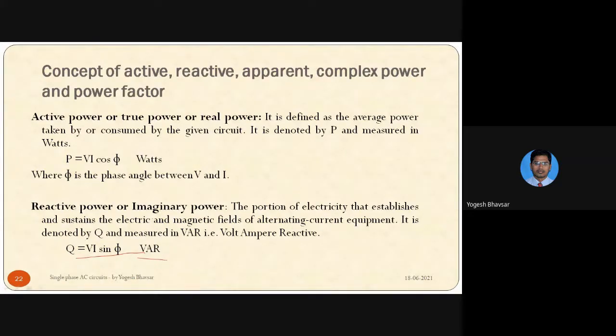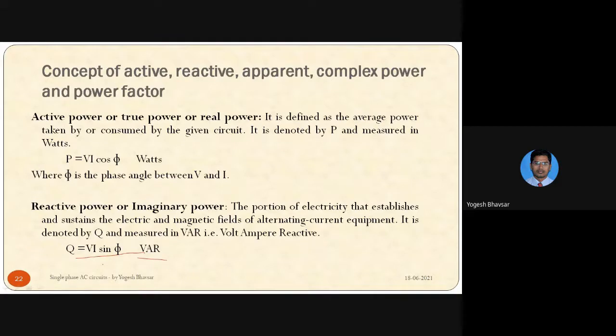Now look at that. For a resistive circuit, cos phi is 1, then P is equal to VI. But when you put phi equal to 0, sin 0 is 0, so reactive power Q will be 0. There is no reactive power in a purely resistive circuit. All the power is active power.